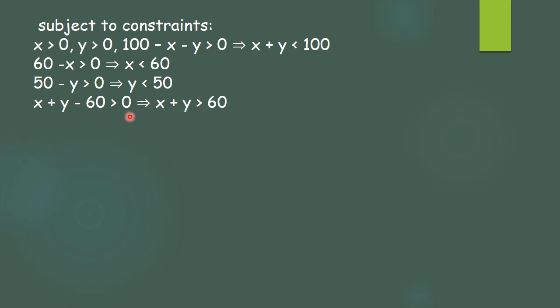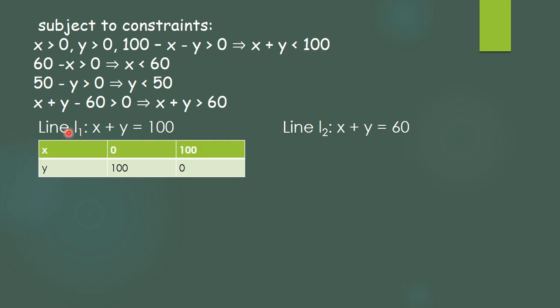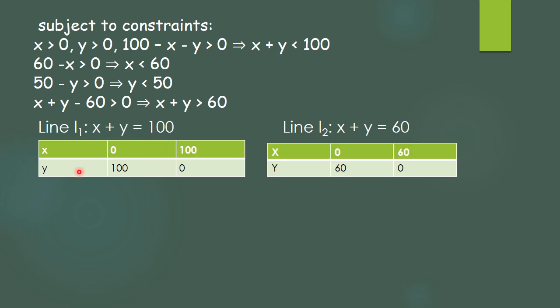Now we have to plot this. So one by one we will take a line. First line we will take x plus y is equal to 100. Now to plot, we will take first x as 0. When I take x is equal to 0, we will get y as 100. And if I take y is 0, I will get x is equal to 100. Now for the another line, x plus y is equal to 60. What we get, x is 0, y will be 60. When y is 0, we will get x is equal to 60.